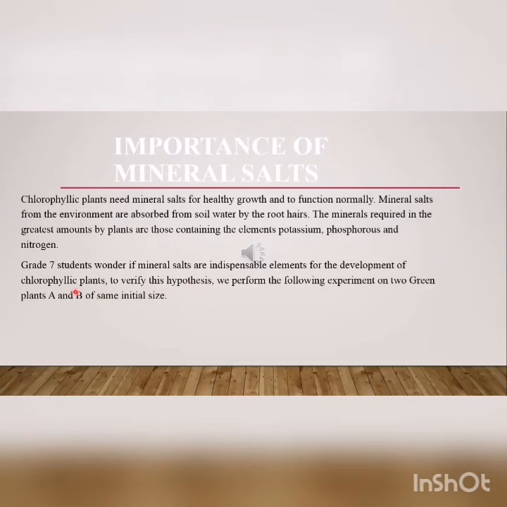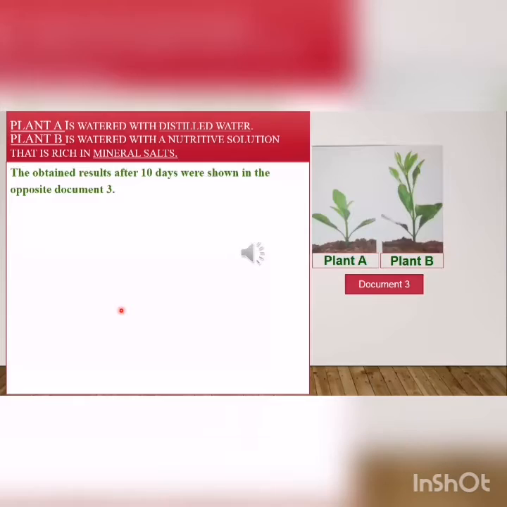Grade 7 students wonder if mineral salts are indispensable elements for the development of chlorophyllic plant. To verify this hypothesis, we perform the following experiment on two green plants, A and B. Plant A is watered with distilled water without mineral salt. Plant B is watered with the nutritive solution that is rich in mineral salt. The obtained results after 10 days are shown in the opposite document.